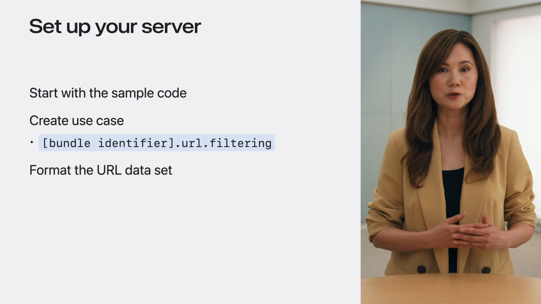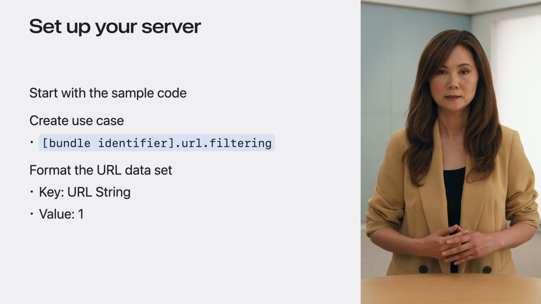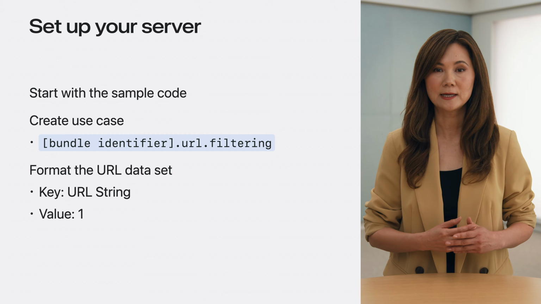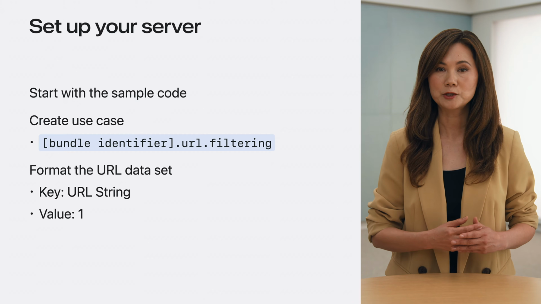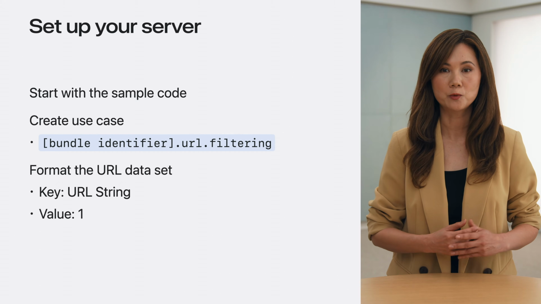Private Information Retrieval server stores data records in a key value format. For Network Extension URL filter, format your dataset accordingly, setting each record with the URL string as the key and a value of the integer 1.